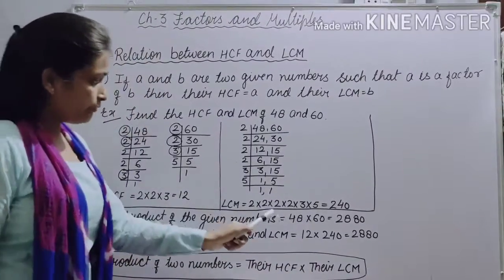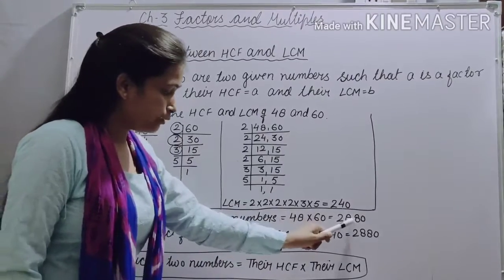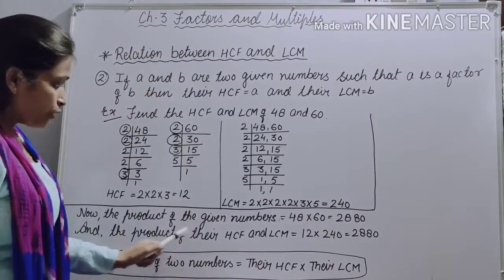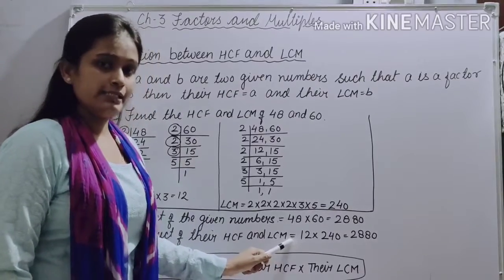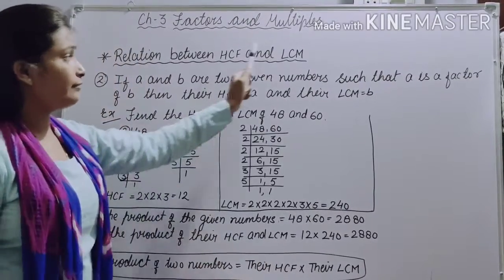Means जो नंबर आपको गिवन है अगर आप उन दोनों का प्रोडक्ट करते हो तो वो किसके इक्वल आ जाएगा, उस नंबर के HCF और LCM के. This is the relation between HCF and LCM.